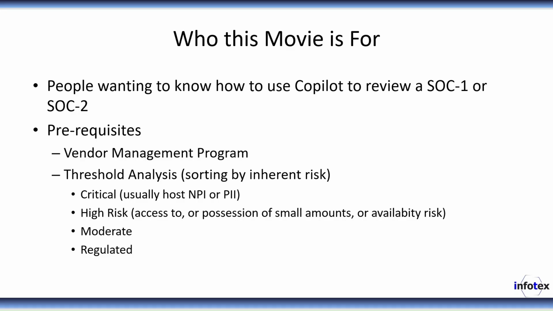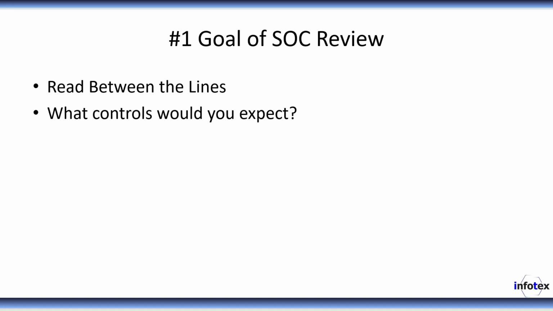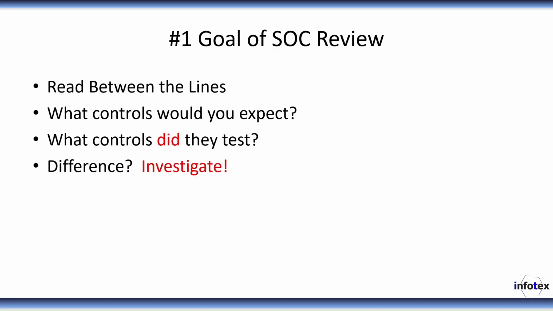But the vendor should have a risk ranking already done, such as critical, high, moderate, low, and it does look different at different institutions. But in general, we really are going to be focusing on the critical and high risk items or vendors here. But the main point of a SOC review is to read between the lines. Know what controls should be expected, to see in the report if those controls are actually declared and tested, and if there is a difference, investigate and document it.